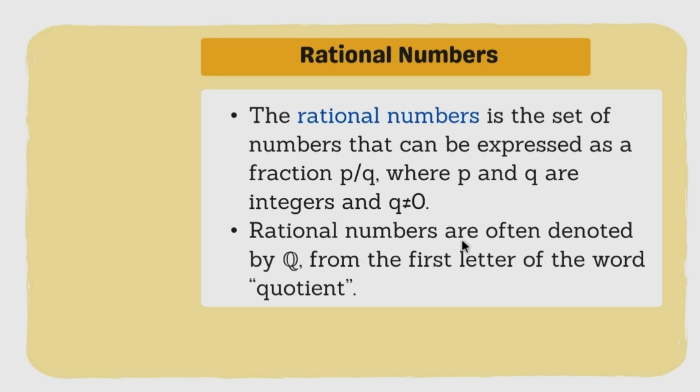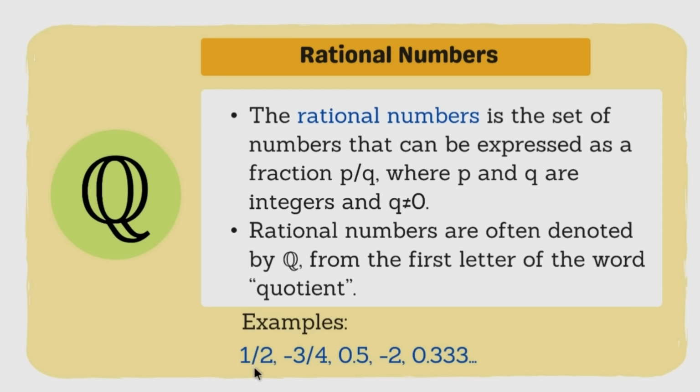So, rational numbers are often denoted by Q, okay, from the first letter of the word quotient. Okay, ito po yung ating notation for rational numbers. Okay, remember, rational numbers can be expressed in a ratio, using a ratio P over Q. Examples natin, it can be 1/2 or negative 3 over 4. We can also have decimals like 0.5. Remember, 0.5 is also the same with 1/2.